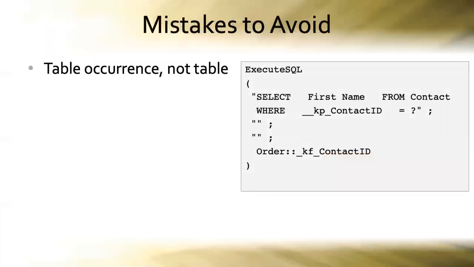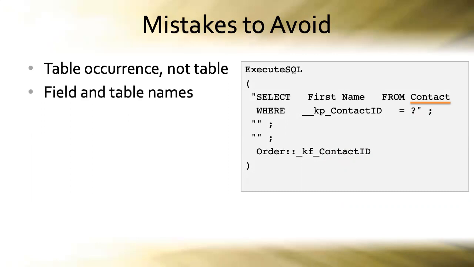Here are some easy mistakes to avoid. First, ExecuteSQL works on table occurrence names, not table names. When you provide a table name in a SQL query, like the contact table in this fictitious query here, it must be the name of one of the table occurrences on your relationships graph.